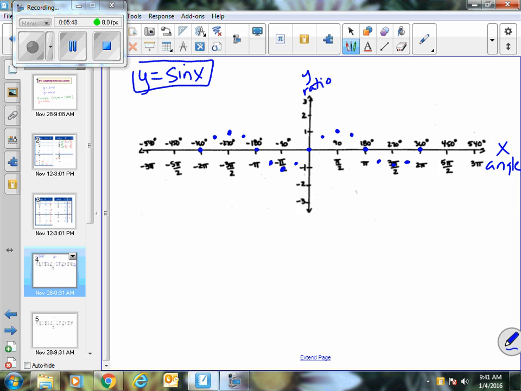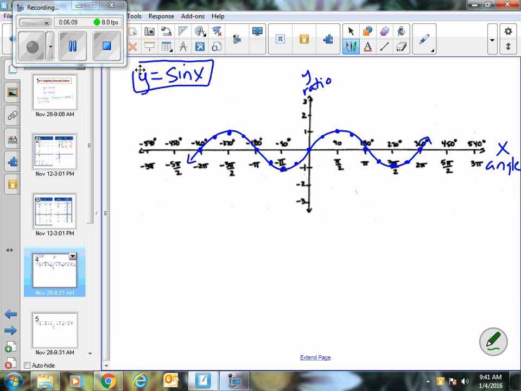Now, what I'm going to have you do once you have all these points plotted is go ahead and connect them with a smooth, continuous curve so we can see what our picture looks like. And I'm going to go ahead and put an arrow on the end over here and over there. And remember what the arrow means. It means the graph continues, so it's going infinitely in both directions.